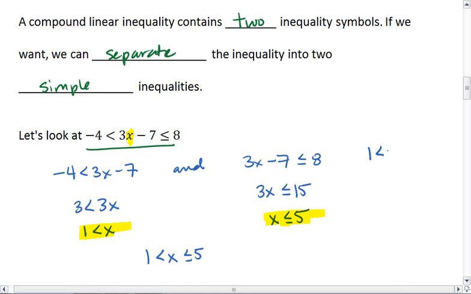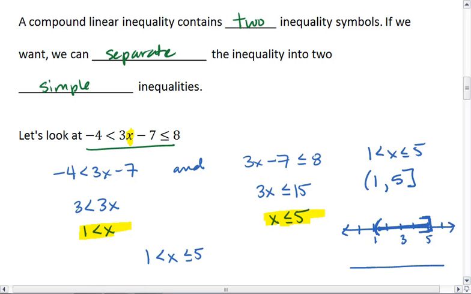So my solution is 1 is less than x is less than or equal to 5, which is the interval (1, 5], using rounded parentheses by the 1 to show it's exclusive, and square brackets by the 5 to show that we're inclusive. And on the number line, 1, 3, 5, we'll use the appropriate endings, rounded and squared, and then thicken the line in between. Or you can use an open dot and a closed dot and thicken the line in between. All of these are appropriate solutions.